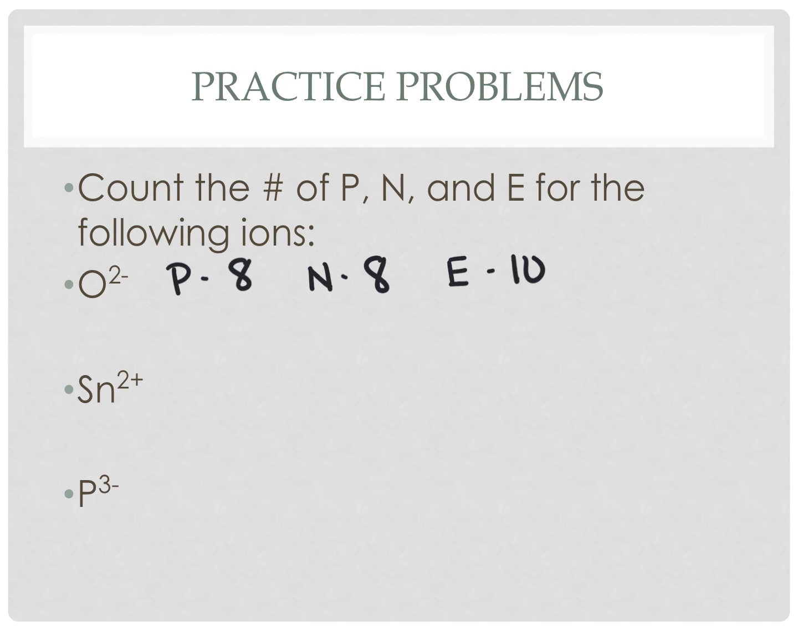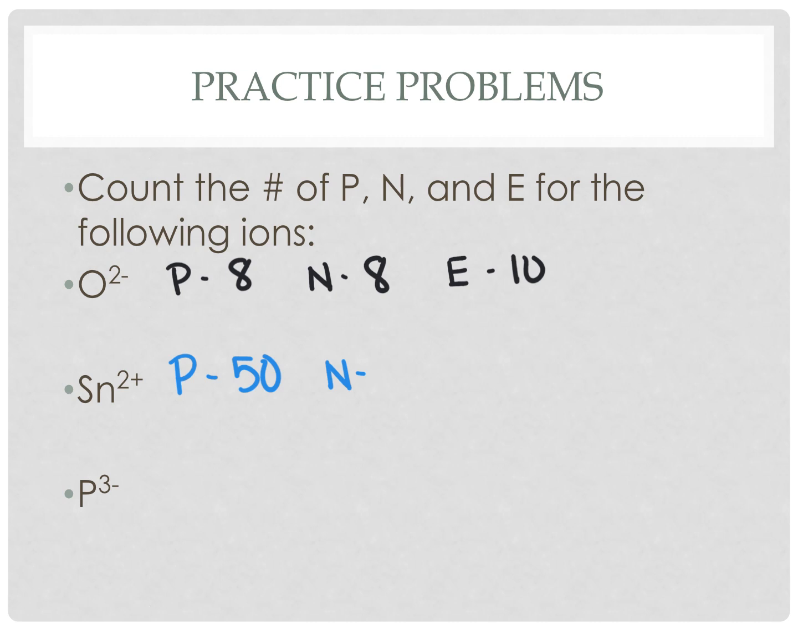Okay, take a look at tin or Sn with a +2 charge. Wait, where is that? What's that number? 50. Okay, does everyone found tin? Yep. Okay, so how many protons does tin have? 50. Okay, 50.